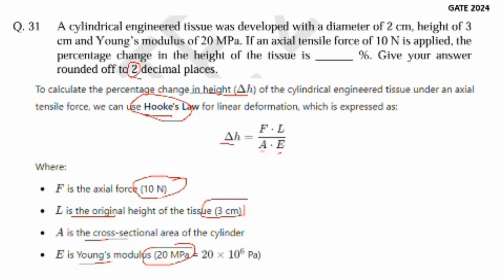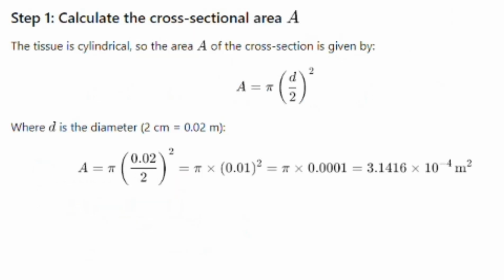Okay, we have to find the cross-sectional area A. Step 1, we calculate the cross-sectional area A. The tissue is cylindrical, so the area A of the cross-section is given by A equals pi (d/2) whole squared. This is the formula to find the cross-sectional area of the tissue, since it is cylindrical.